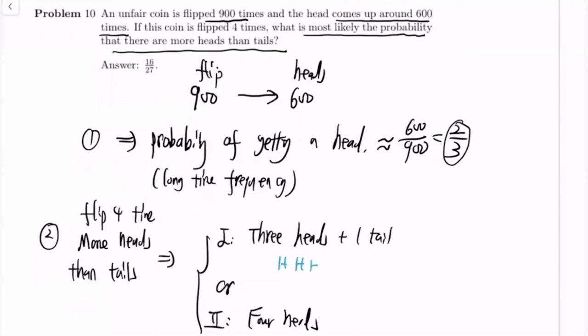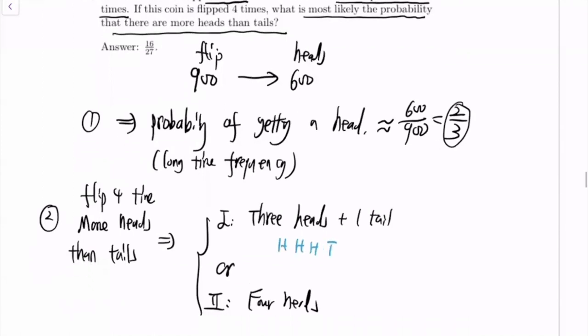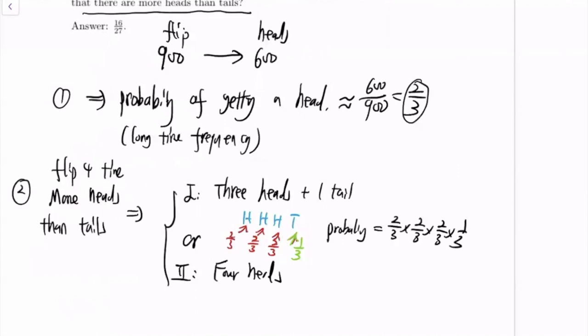Now, three heads and one tail: we can have head, head, head, and then tail. The chance to get one head is 2/3, and the tail is 1/3. So for this specific case, the probability is 2/3 times 2/3 times 2/3 times 1/3. But in total, you can shuffle around, so you have to multiply by 4, because you can do tail, head, head, head, or head, tail, head, head, and so on. You've got four scenarios. What you get is 32 over 81.